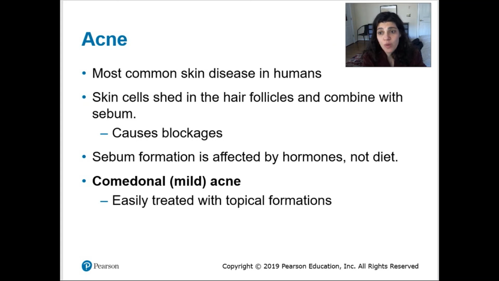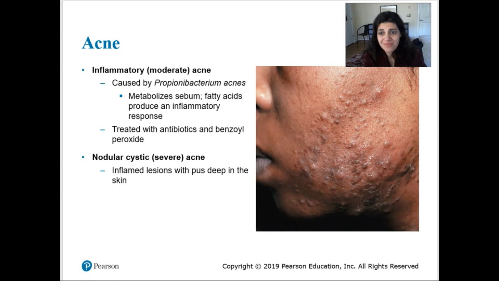Acne is the most common skin disease in humans. It causes a blockage in the hair follicle. Again, you can have hormonal factors affecting it, and different strains of Propionibacterium that could be present, but mostly not diet. Diet is not one of the factors, okay? Doesn't mean you don't have to eat well. You still do, but it's not going to affect so much how much acne happens. There are three main stages or levels of severity of acne. First one is the mild or comedonal, and that's easy to treat with just topical solutions. And then you have inflammatory acne, where you have more metabolization of that sebum, and fatty acids produce that inflammatory response. You can treat that with antibiotics.